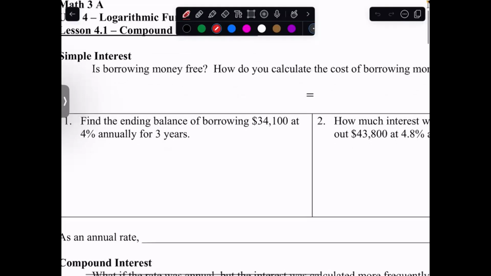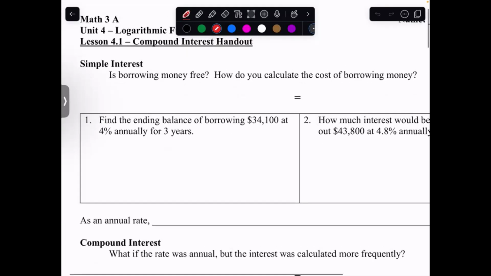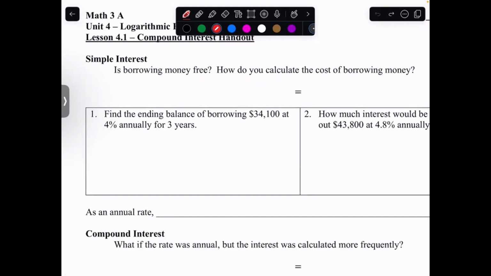So borrowing money is not free, right? If a bank is going to lend you money for you to spend, they're going to expect a little bit extra back, right? As a service, basically, a service charge for them doing you that favor. Okay, so there are different ways of calculating the cost of interest. There are different systems. The first one is called simple interest.